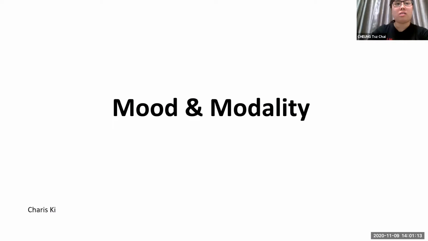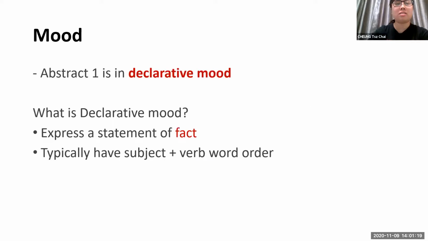In the following part, I'd like to discuss the mood and modality of the abstract. Regarding the mood, abstract 1 is in a declarative mood. So what is declarative mood and how can we know it is in a declarative mood? A text with declarative mood essentially expresses statements of facts, making factual claims. The sentences typically have subject plus verb word order.